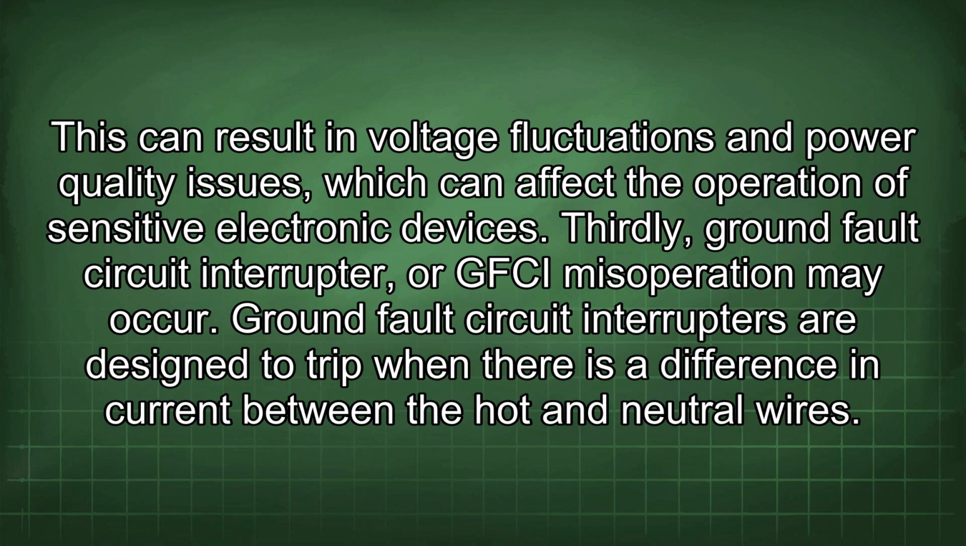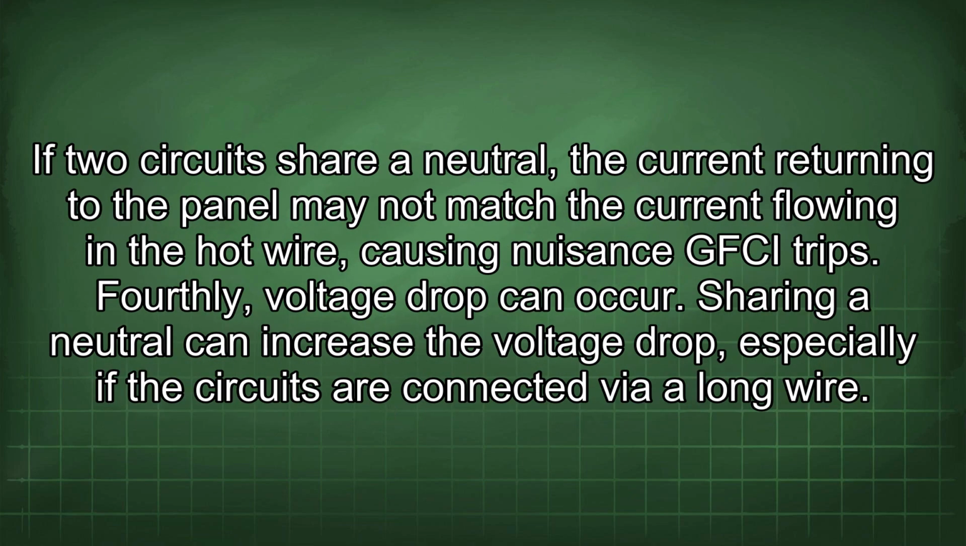Thirdly, ground fault circuit interrupter, or GFCI, misoperation may occur. Ground fault circuit interrupters are designed to trip when there is a difference in current between the hot and neutral wires. If two circuits share a neutral, the current returning to the panel may not match the current flowing in the hot wire, causing nuisance GFCI trips.